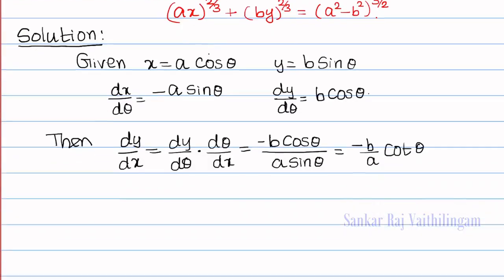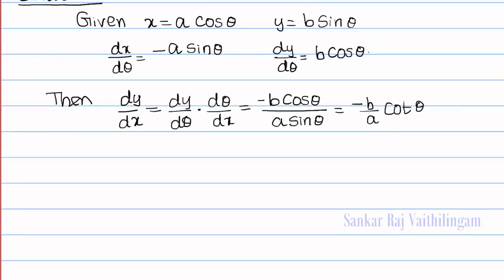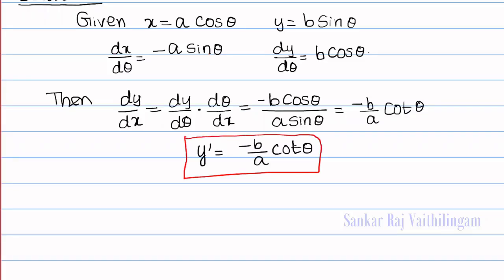So y dash, which is equal to minus b by a cot theta. Now we need to calculate the second derivative.